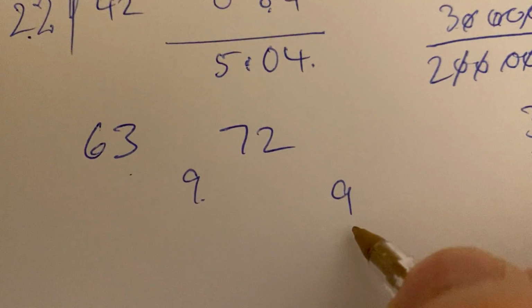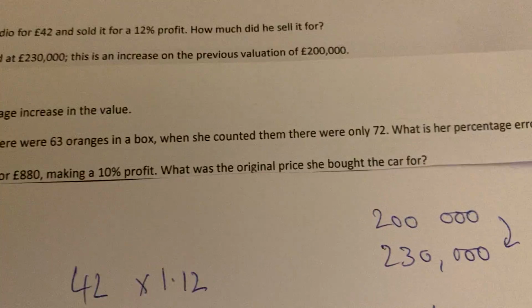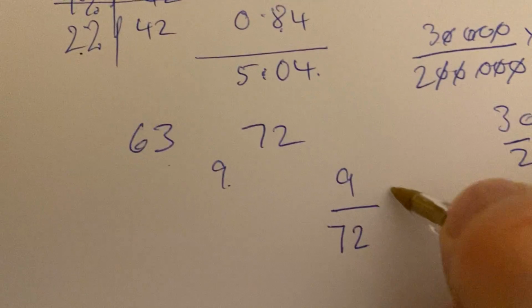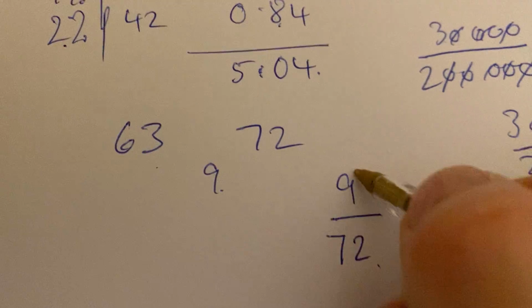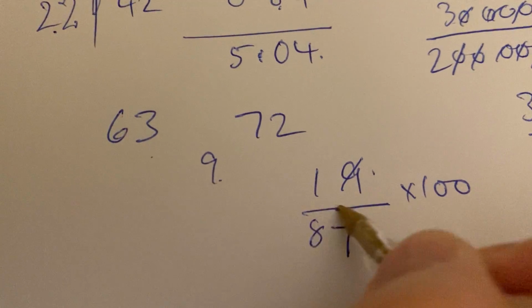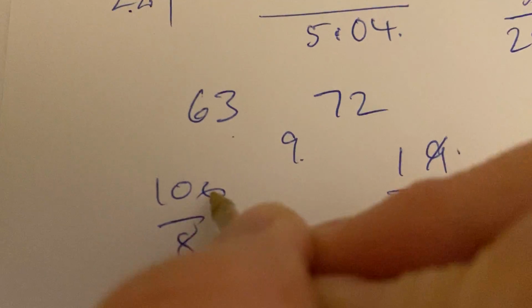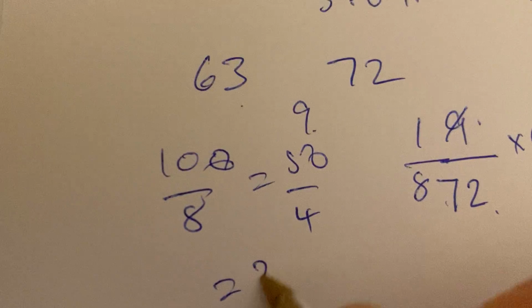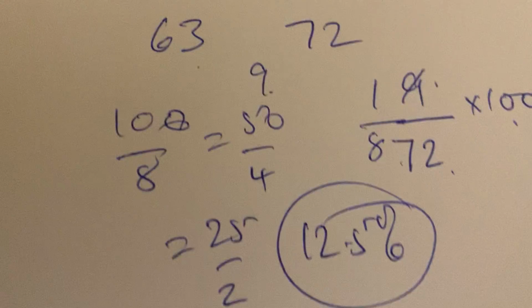So therefore, difference over the original. Her error, the original is the 72. That's where it can get confusing, times 100. Now I know that 9 goes into 72, 8 times. So it's 1 over 8 times 100. Basically 100 divided by 8, which is 50 divided by 4, which is 25 divided by 2, which is 12.5%.